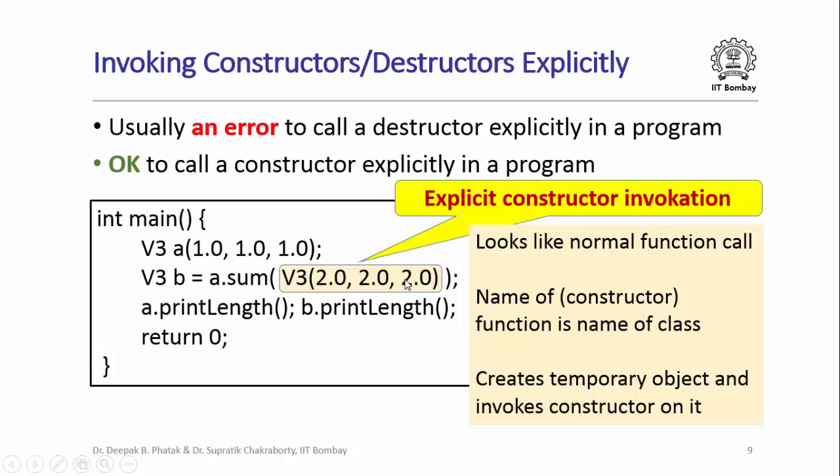And what this is going to do is, it's going to create a temporary object of class V3. It is going to invoke the constructor on that object with these parameters. And whatever that constructor will initialize that object to be, that resulting object will be now used as a parameter of the member function sum called on the receiver object A.